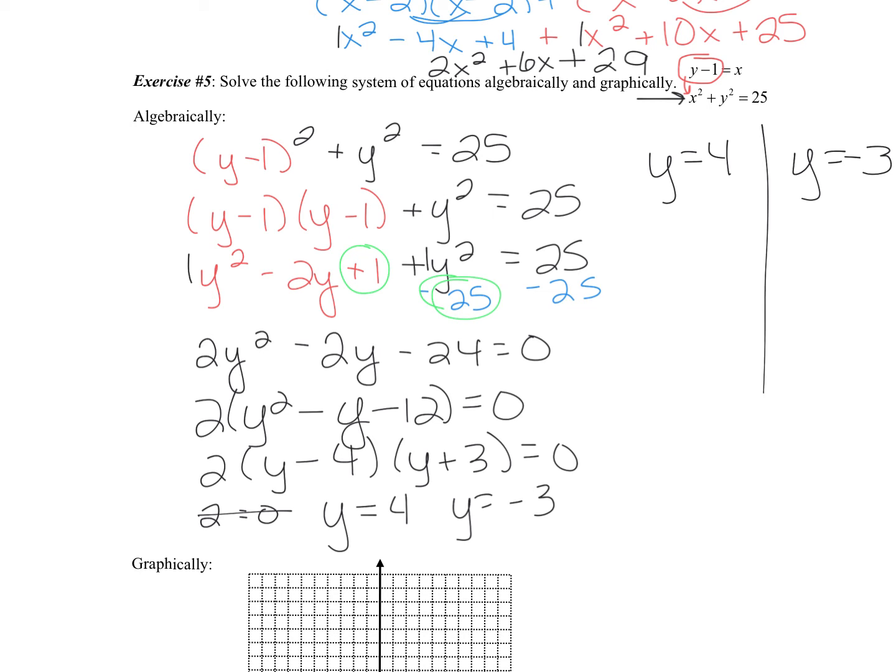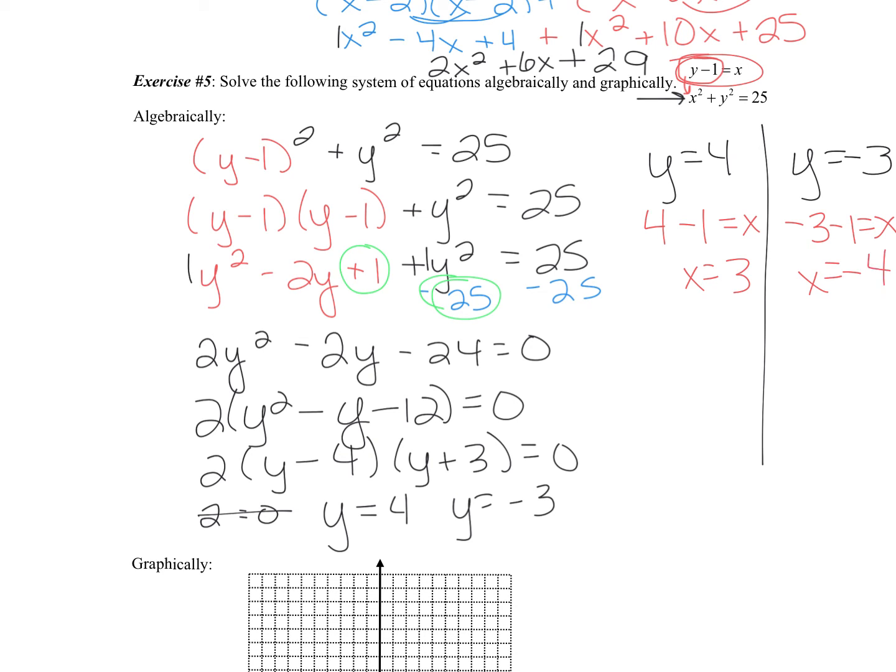I'm going to choose to plug it in the linear equation, so I'm going to use this one. So this says y minus 1, so 4 minus 1 equals x, so x is 3 in this case. And this one, negative 3 minus 1 equals x, so x is negative 4.